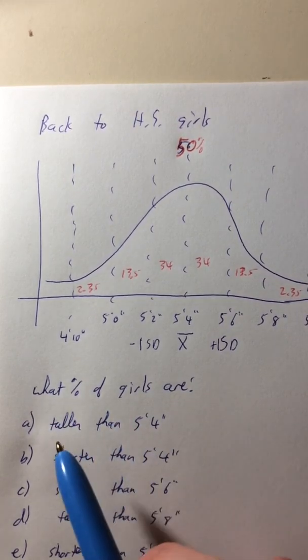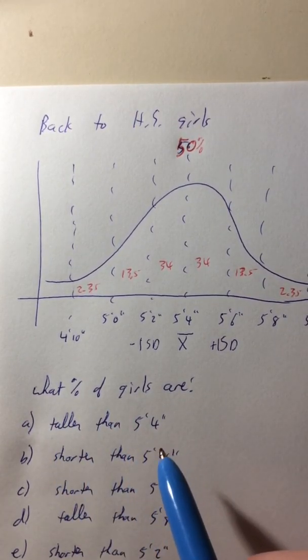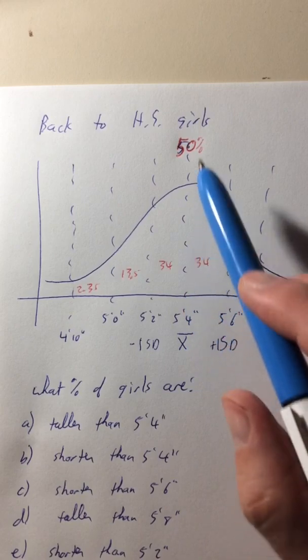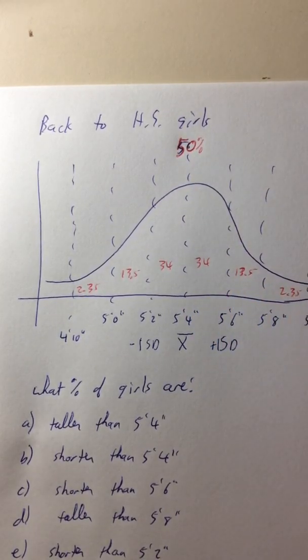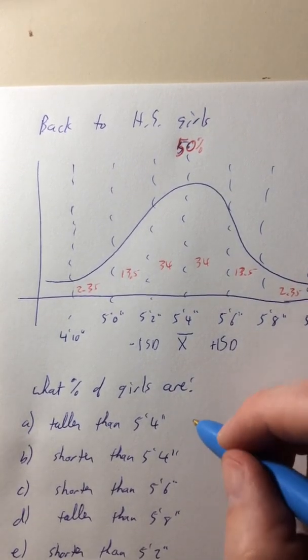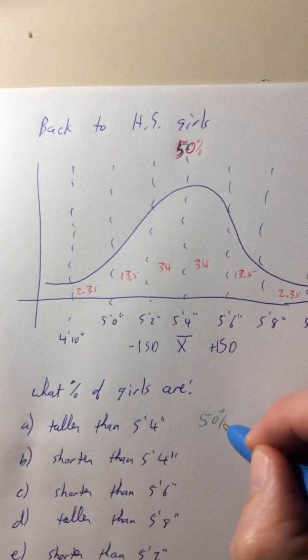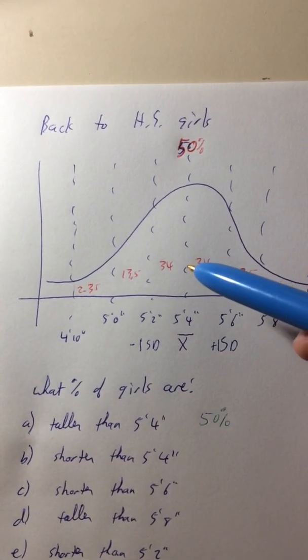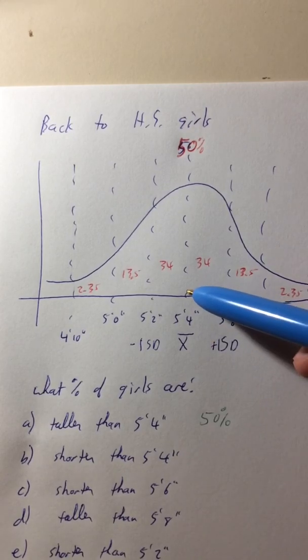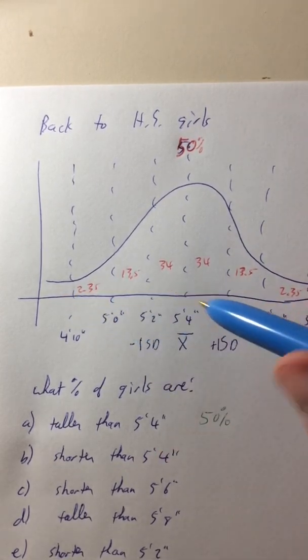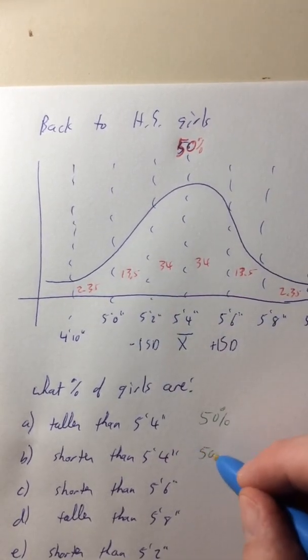What percentage of the girls are taller than 5'4"? Well, we know that 5'4" is the mean. It's the middle. So 50% of the girls are taller than 5'4". I'm going to put that in green just because. 50% of the girls are taller than 5'4". What percentage of the girls are shorter than 5'4"? Well, 50% are shorter than 5'4", so that's pretty obvious.